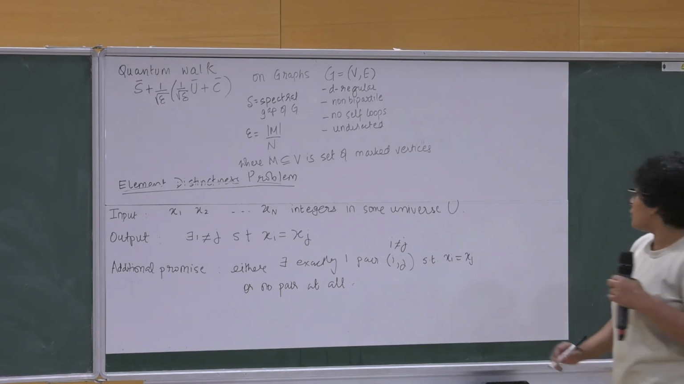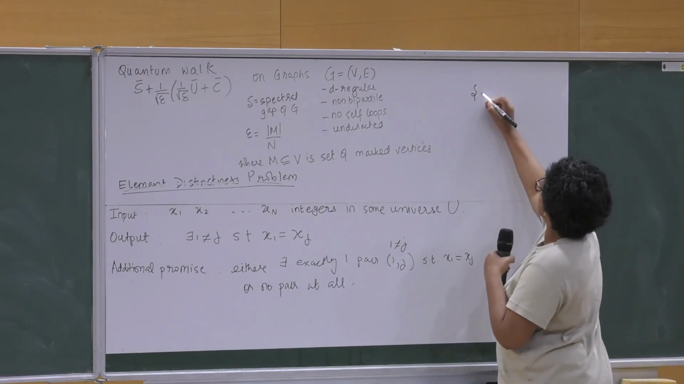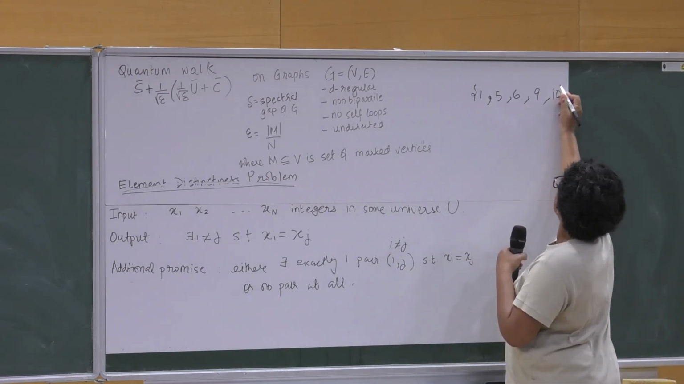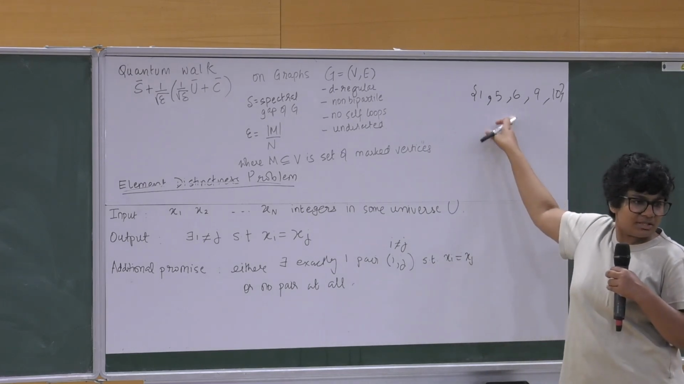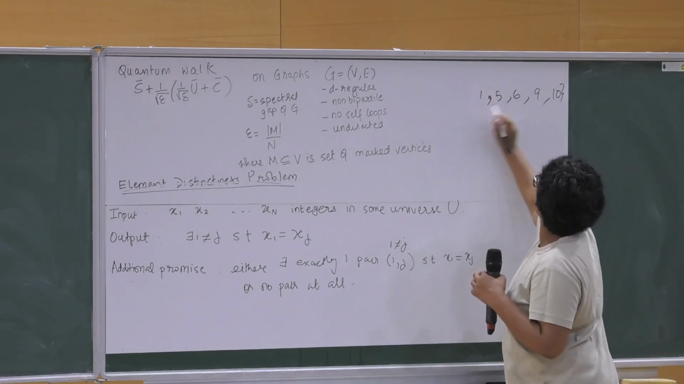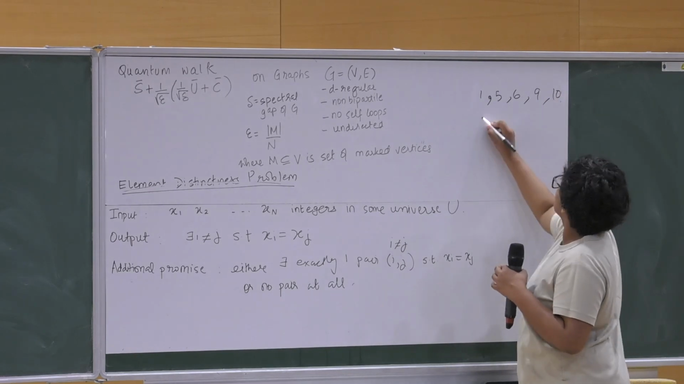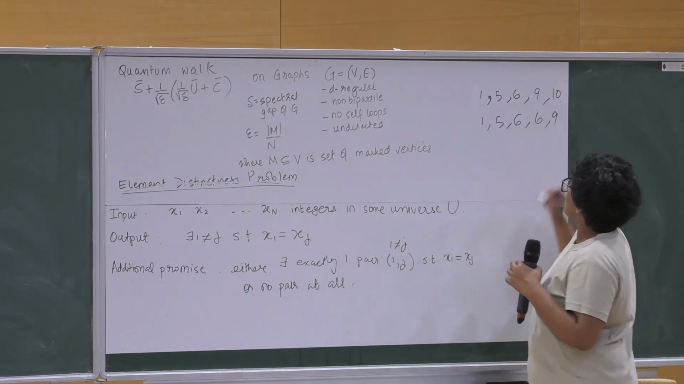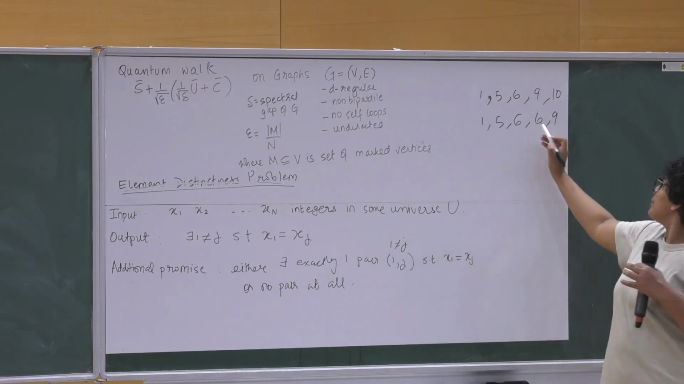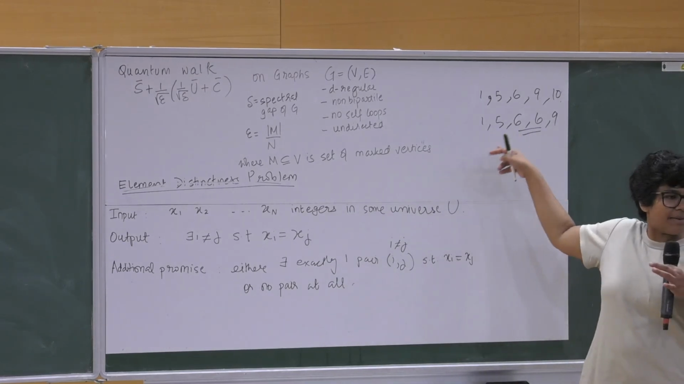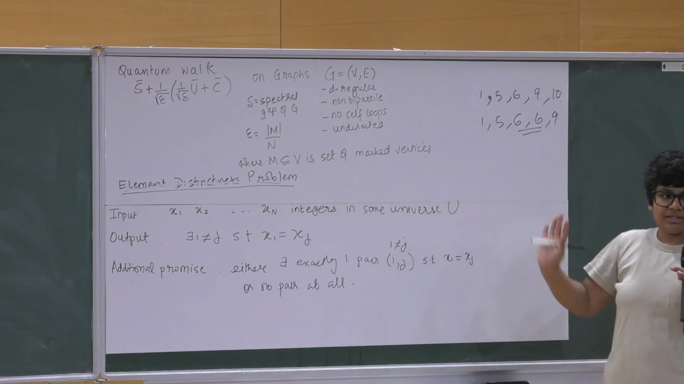So if my input was say 1, 5, 6, 9, 10, then it is a no instance because it doesn't have any same value. But if my input was say 1, 5, 6, 6, 9, then this is a yes instance because I have two different indices with the same integer value. Okay, this is the setup.